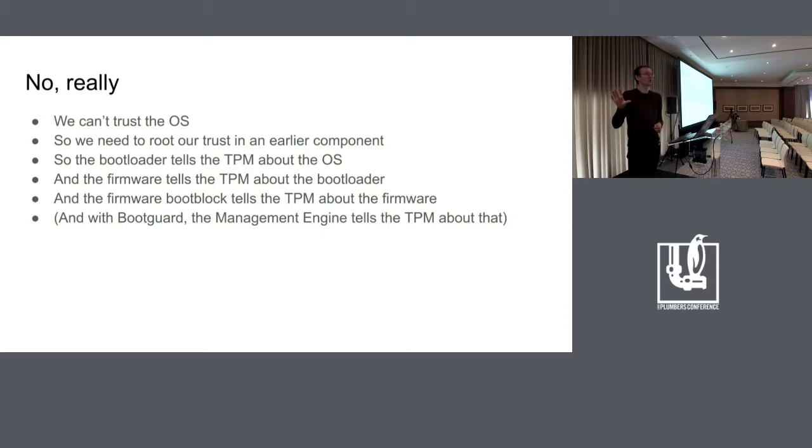In order to determine whether we can trust the operating system, we need to know whether we can trust the previous components. And so the way this works on TPMs is that the bootloader tells the TPM about the operating system. If the operating system has been tampered with, then when the bootloader tells the TPM about the operating system, it will tell it that this operating system is different to the operating system you expected. Obviously, an attacker could tamper with the bootloader, so the firmware tells the TPM about the bootloader. And then again, if the bootloader is modified, then the TPM will be given different information.